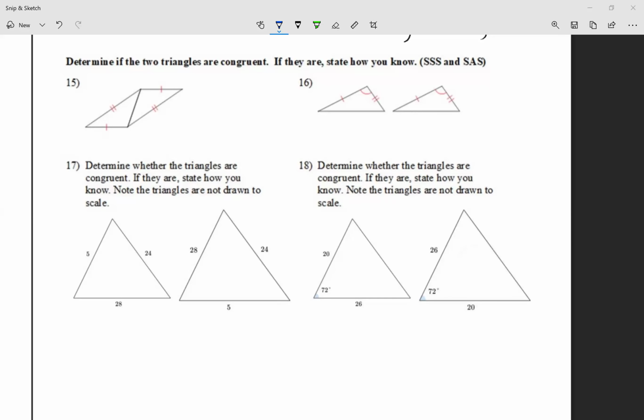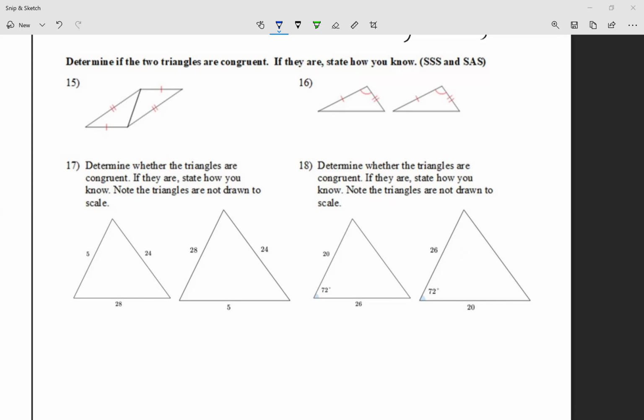Now we're going to move in this week to what we call triangle congruency. We talked about congruency before. Congruency basically means that two figures have the same shape, same sides. Now we're going to be talking about triangle congruency. So obviously two triangles that are equal, same size.